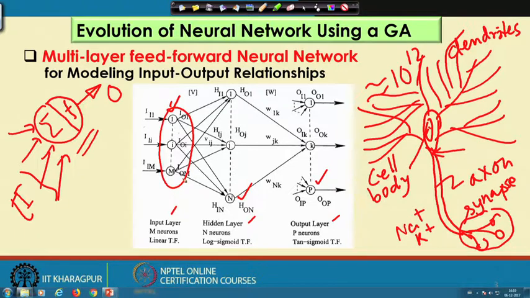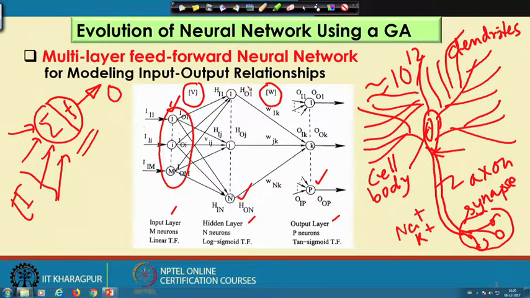Before I go to the transfer function, let me tell you that we use some connecting weights between the input layer and the hidden layer, and those connecting weights are denoted by the V matrix. Similarly, the connecting weights between the hidden layer and the output layer are denoted by the W matrix. Now, let us see what are the different types of transfer function which we generally use. The transfer functions used in this network are of different types, and I am going to discuss them.